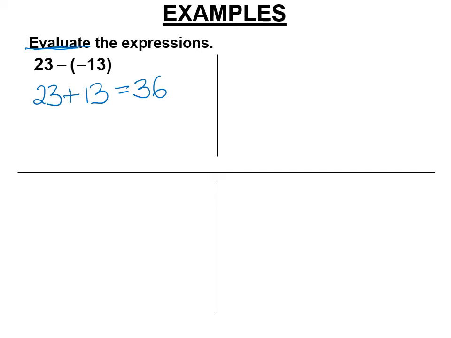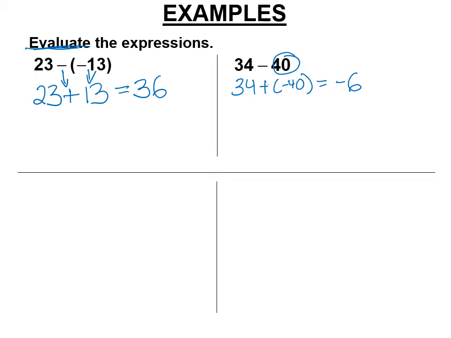You're evaluating an expression, right? So you change the subtraction to adding, the second number to its opposite. The first number stays the same no matter what. So that becomes adding. This becomes its opposite, which is negative 40. And so the answer to this is negative 6.